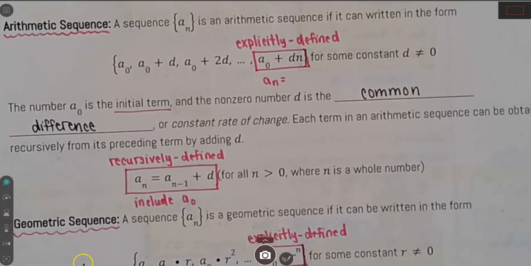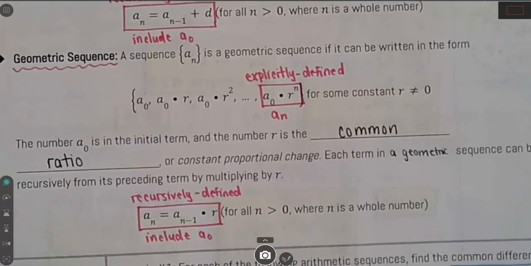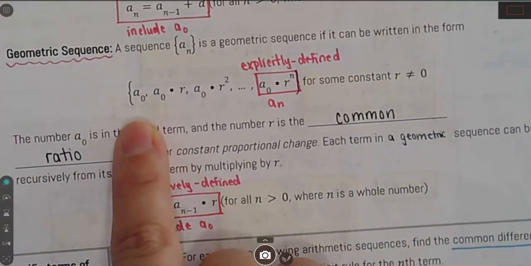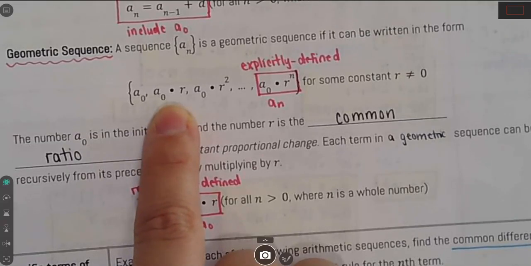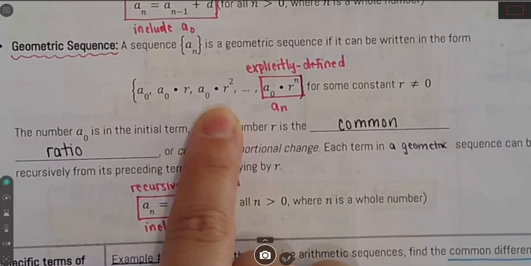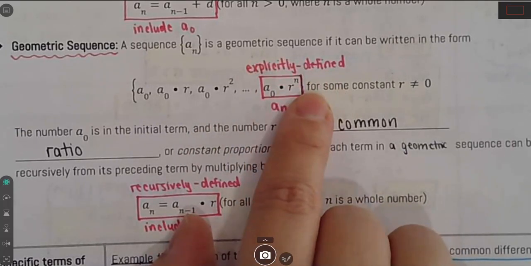Alright, same idea with the geometric sequence. A sequence a sub n is a geometric sequence if it can be written in this form. In this case, we have our initial term, and we are multiplying each subsequent term by something. So this would be like 2, 4, 8, 16, 32, 64, 128. What I'm doing is I'm multiplying by 2 every time. Okay? And this would be the explicitly defined sequence.